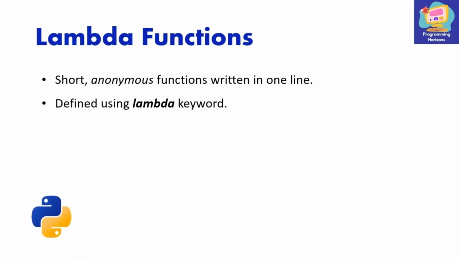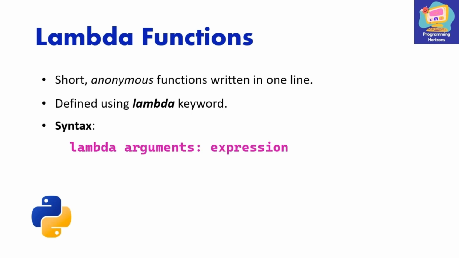Lambda functions are short anonymous functions which are written in one line using the keyword lambda. These do not have a name like any other ordinary function. Their syntax is like this. First of all, we mention the keyword lambda followed by arguments, then a colon mark, and then we write an expression. Let us see an example.